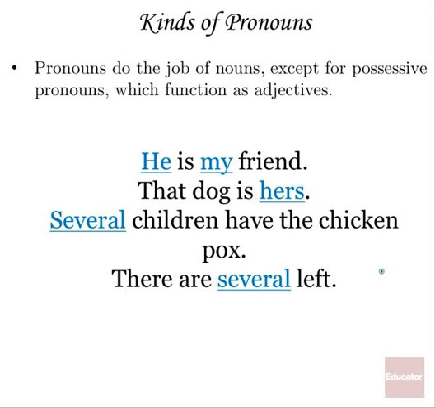So, he is my friend. He is a personal pronoun, and my is a possessive pronoun. That dog is hers, possessive again. Several children have the chicken pox, and where it's functioning as an adjective, not a pronoun. And there are several left. There it is, functioning as a pronoun. It's replacing something else. There are several somethings left. So, some pronouns can do the job of adjectives temporarily, but they kind of stop being pronouns at that point.